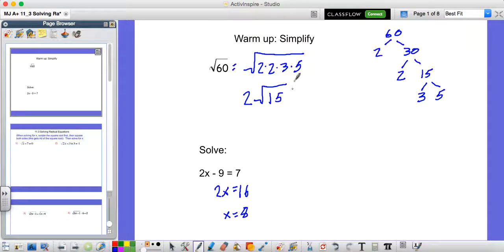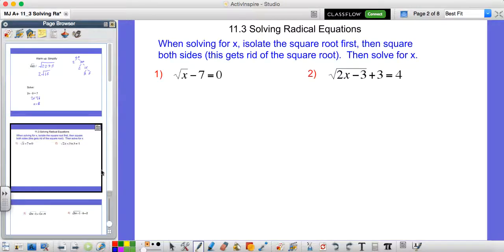So in 11.3, we're combining these two ideas. We're going to solve equations that have radicals in them. So the strategy we use is very, very similar to when we're just solving for x. We're going to isolate the square root first. So we're going to try to get the square root of x or the square root of whatever we're dealing with all by itself. And then all we need to do is square both sides of the equation and then solve for x.